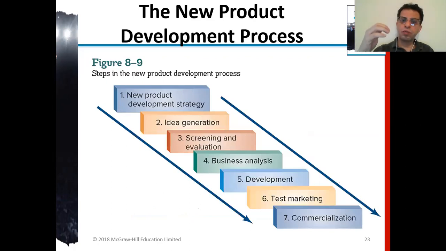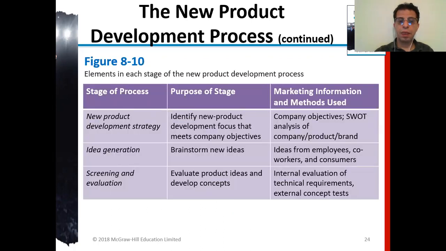But when you do a new product development, there are stages that you have to do. First, you build a new product development strategy. Then you do idea generation. You do screening and evaluation. You do a business analysis. You do development, test marketing, and commercialization. We'll explain each one of these stages.